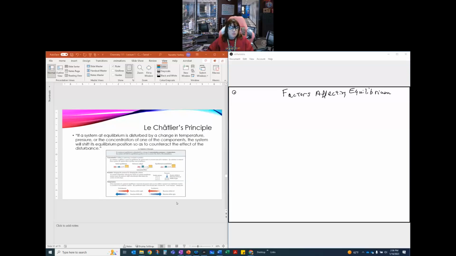Now, this process is actually described as Le Chatelier's principle. His statement is that if a system at equilibrium is disturbed by a change in temperature, pressure, or the concentrations of one of the components, the system will shift its equilibrium position so as to counteract that effect. All right, so we can zoom into this slide a little bit so that we can see this better.